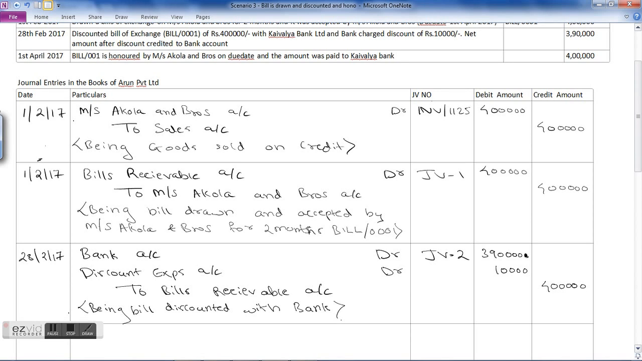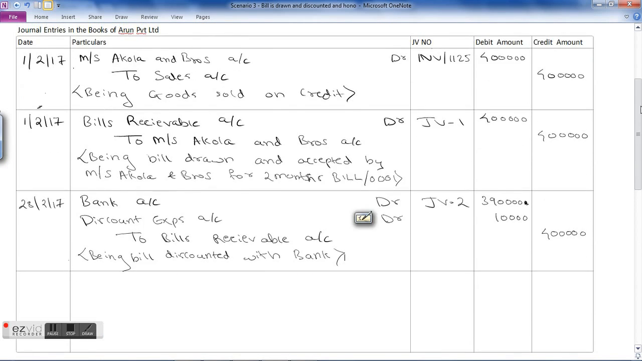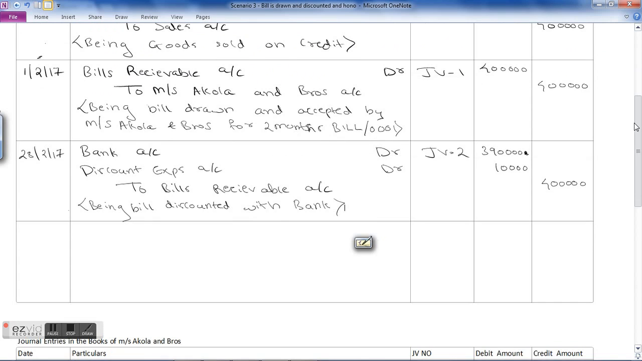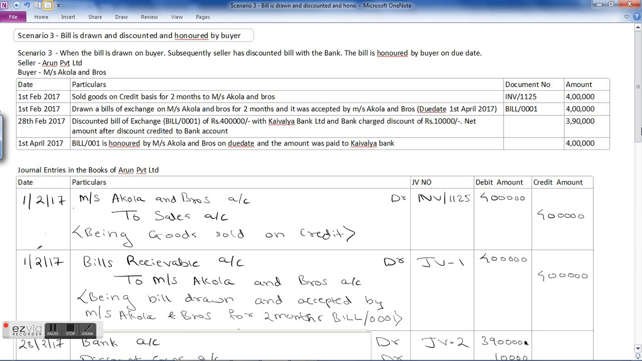So as such, Messrs Arun Private Limited has not received any money, and it doesn't have a bill also. So for this, when the bill is discounted and subsequently it's honored, there is no transaction in the books of Arun Private Limited. So for this, there won't be any entry in the books of Arun Private Limited.